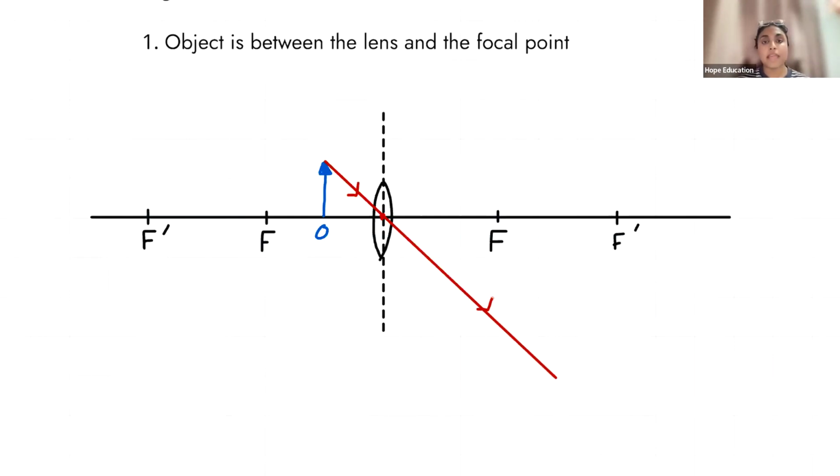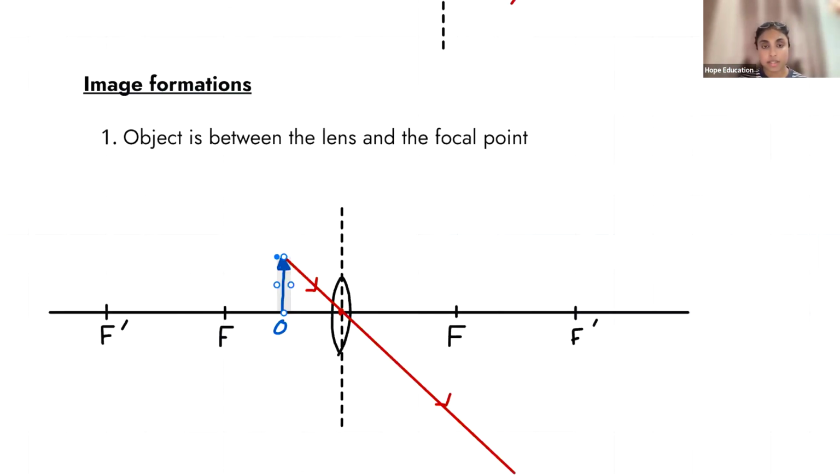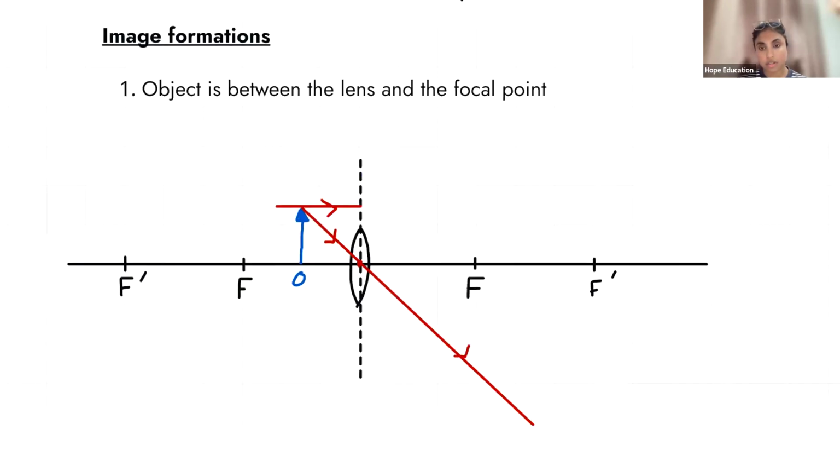Okay. Then for the other, because we need at least 2 light rays, for the other light ray I'm going to use my second basic refraction. When you send a parallel light ray, it will be refracted through the focal point. So I'm going to send a parallel light ray that is obviously going through the head of the object. This light ray is parallel to the principal axis. When it is refracted, it will be refracted through the focal point as such.